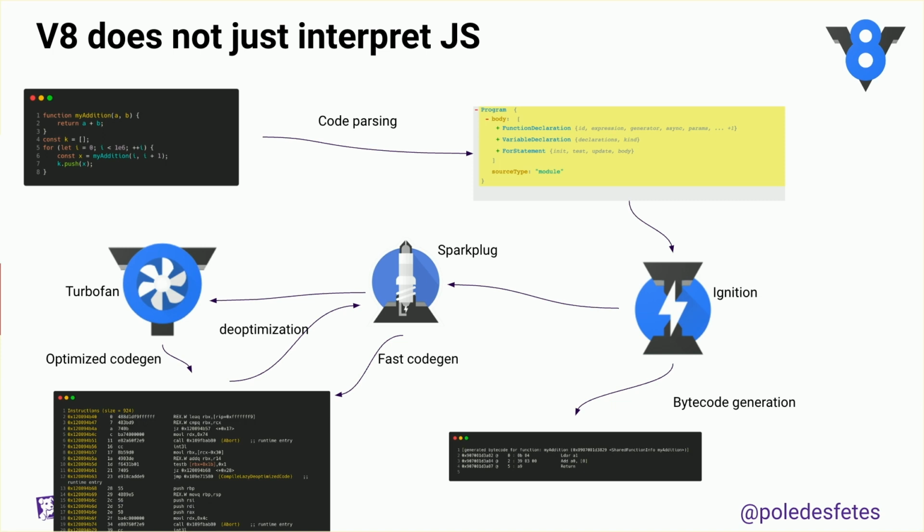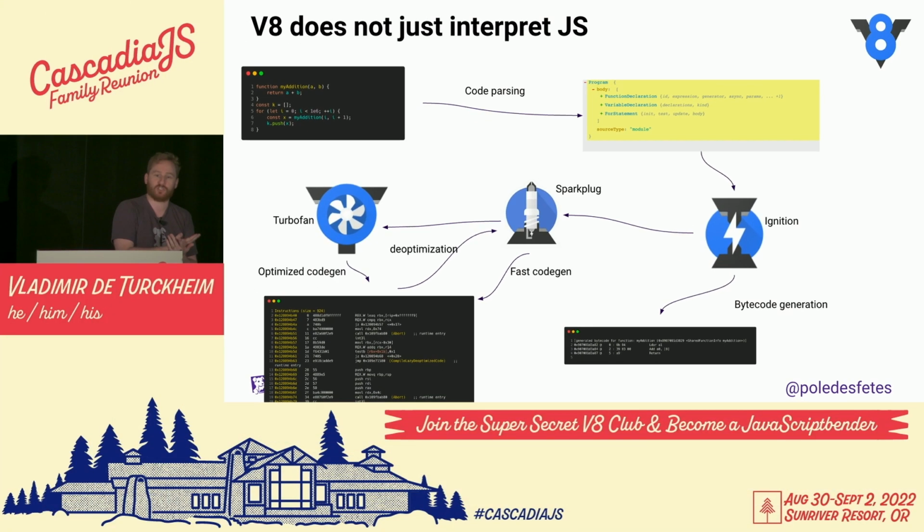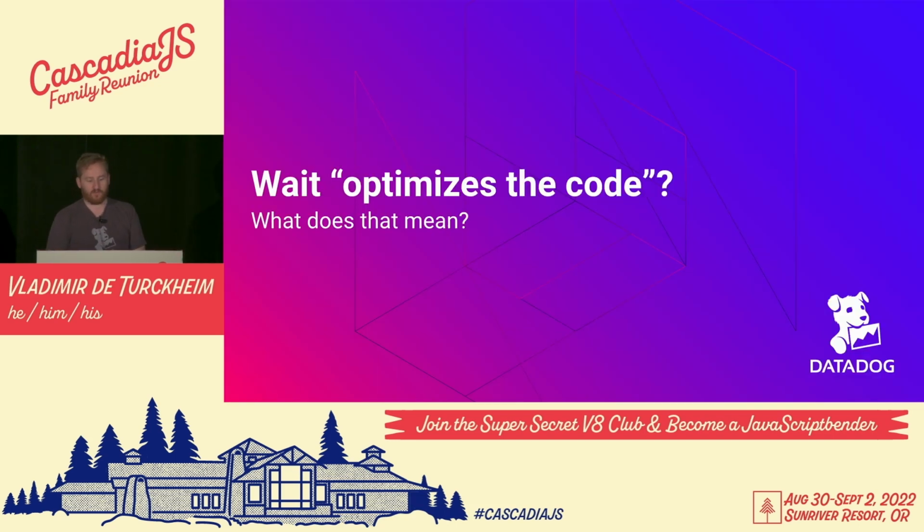Sparkplug will generate machine code from your JavaScript code very fast, but this code won't be optimized. And then you've got a slower engine, slower in the sense that it is slower to generate code, but provides code that is already optimized. It's called TurboFan. And right now the question in everyone's mind is, what the hell is optimizing code? And thank you for asking this question.